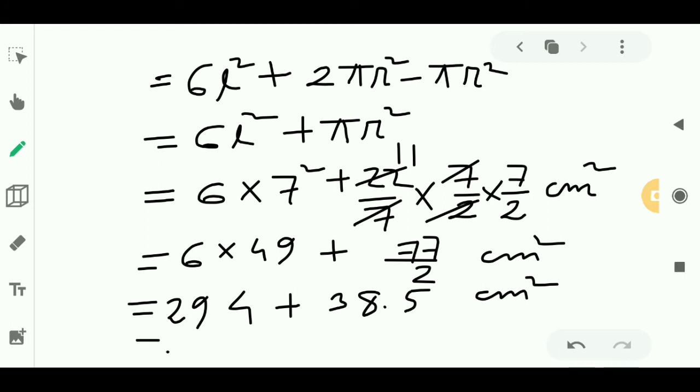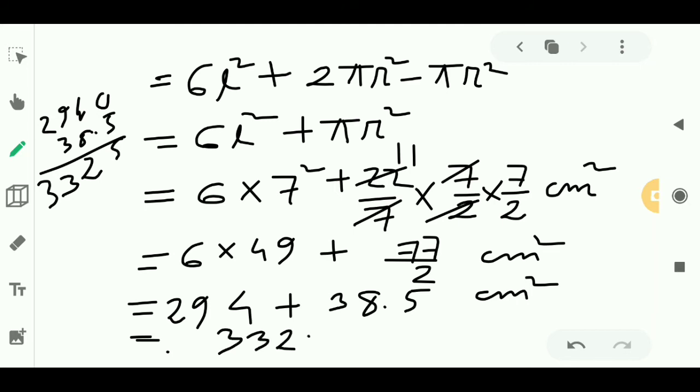Now we will add it. 294.0 and 38.5. 332.5 centimeter square will be the surface area of the solid.